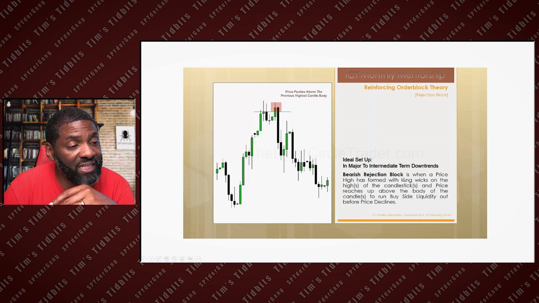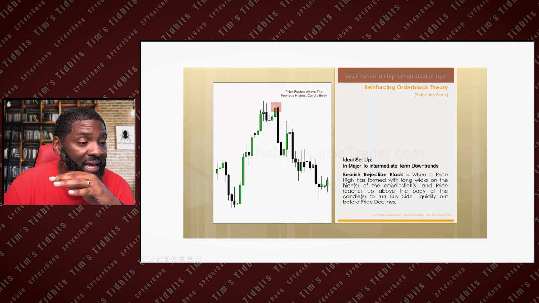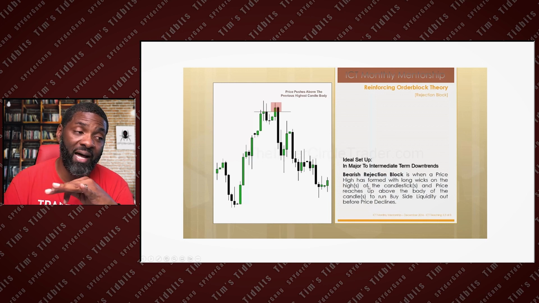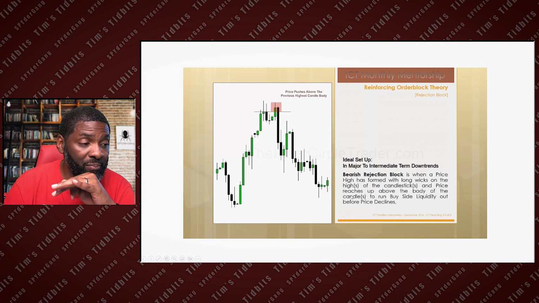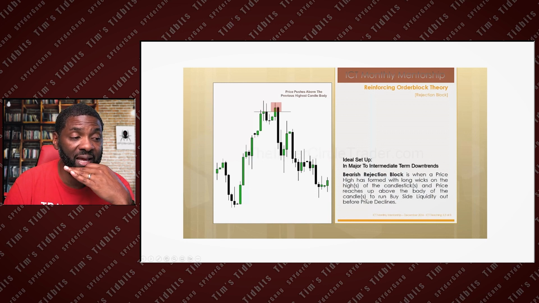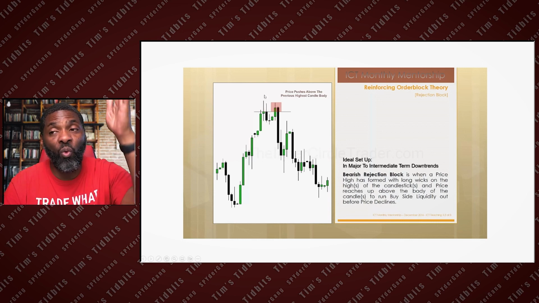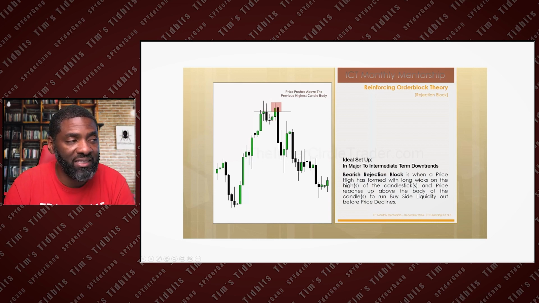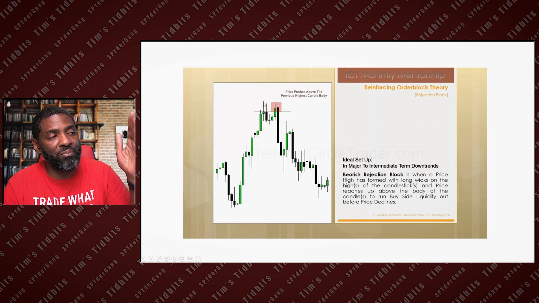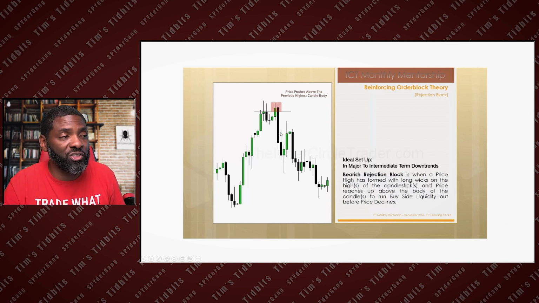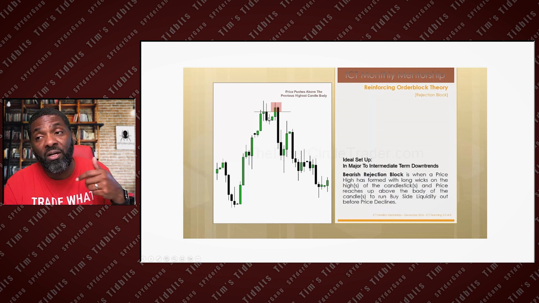It says a bearish rejection block is when a price high has formed with long wicks on the high or highs of the candlestick or candlesticks, and price reaches up above the body of the candle or candles to run buy side liquidity out before price declines. Meaning when you've got the highs, the bodies are equal together, but the wicks are really long, making really long highs above the bodies. This area above the bodies, up to the highest wick, is the area of the rejection block. Then price reaches up into that wick and then sells off. So that's the rejection block up there, or the turtle soup sell.